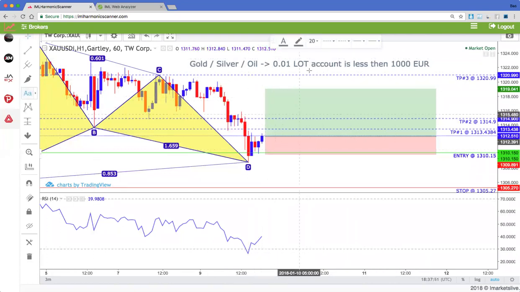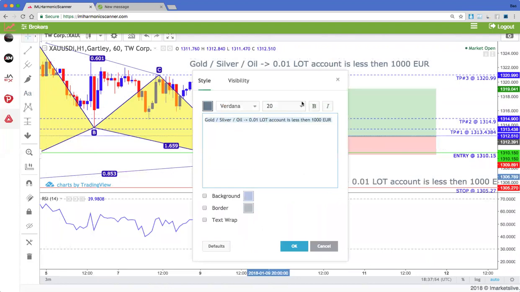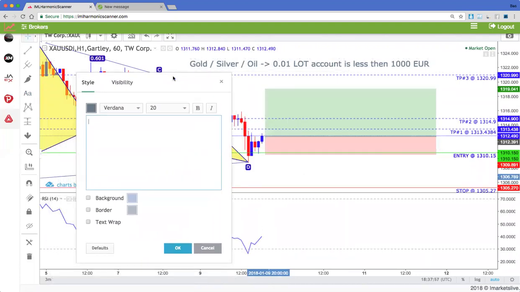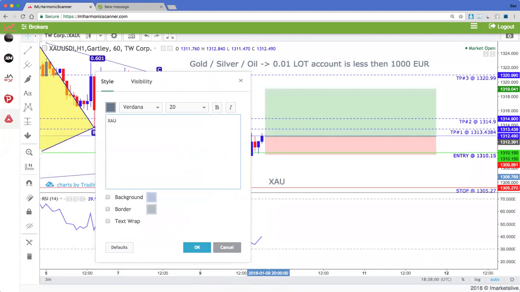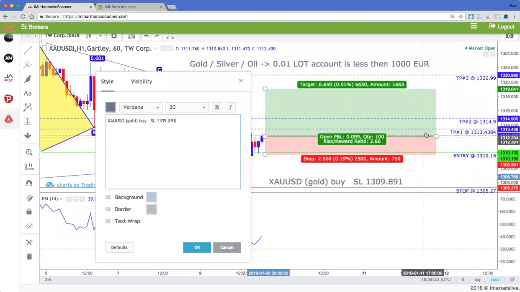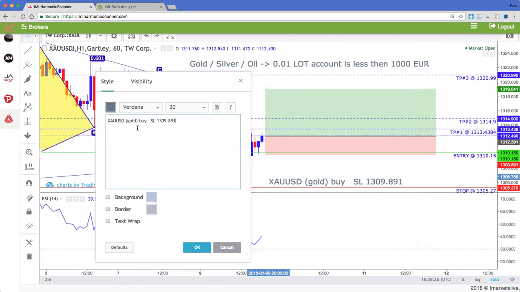So what's this gold trade? Let's go for it. We are looking for XAU USD, and some traders just call it gold. It's a buy, and the stop loss here is 1309.891. So it's here on the red. That's what this thing created. It's on the red, and here on the green, take profit 1390.000.